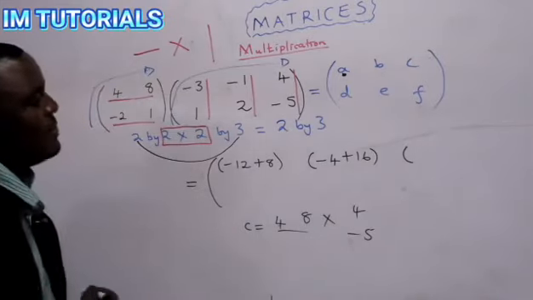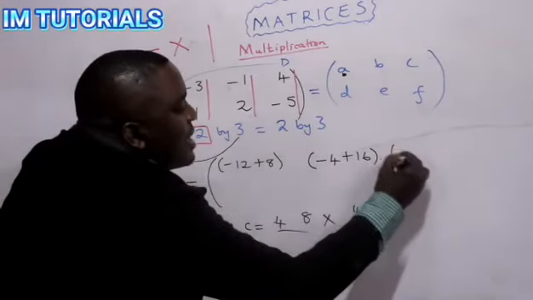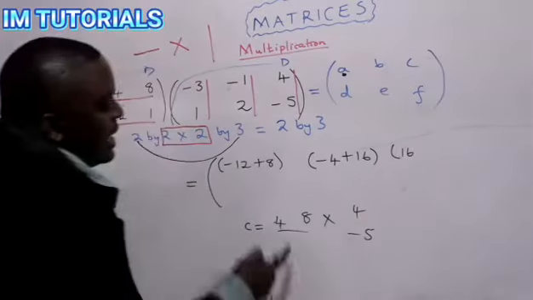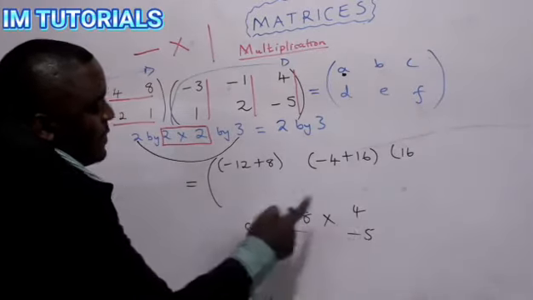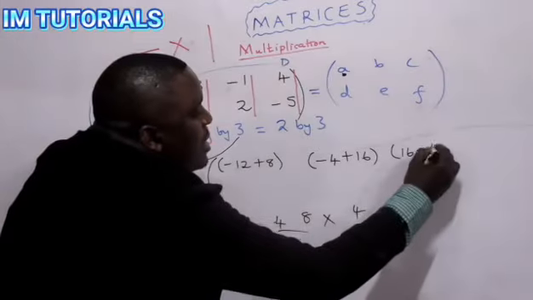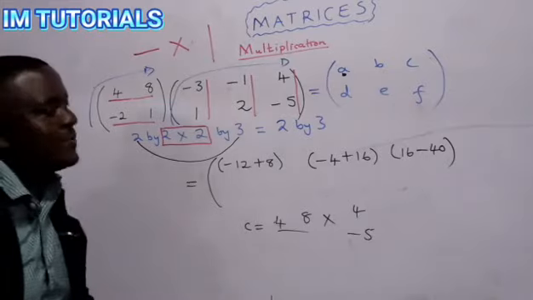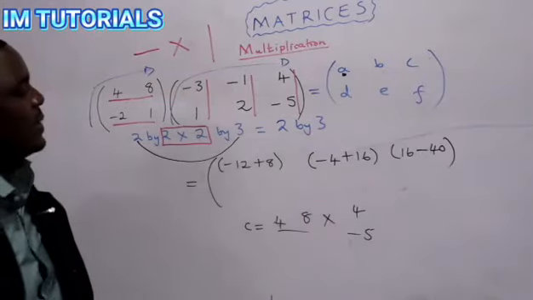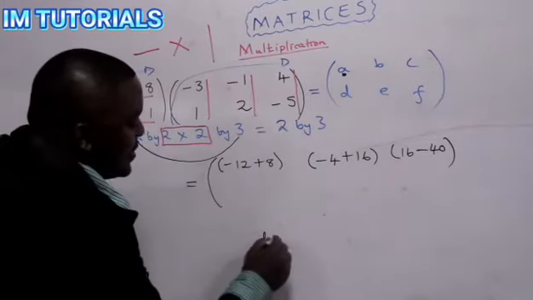Then we use the same concept. First number is 4. Right? So 4 times 4, you get 16. Last number is 8 and minus 5. So 8 and minus 5, you get minus 40. 16 minus 40 is representing C. I hope you are listening, class, and you are following. Then we move on to D.